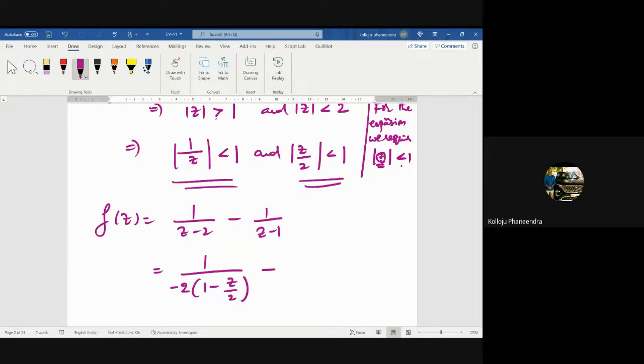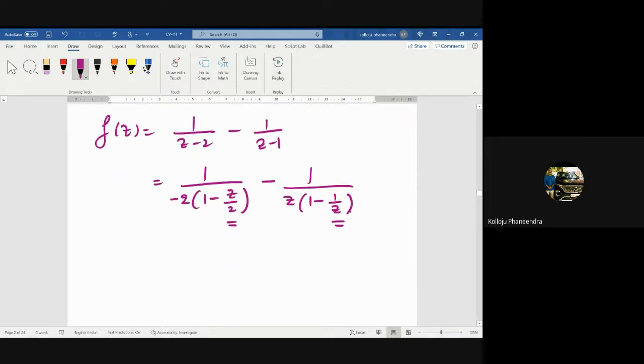Right? But what is the relation between z and 1? It is 1 by z. So in the second term, I have to take z common, 1 minus 1 by z. I will get 1 by z term here and z by 2 term here. Now expansion is possible. Why? Because mod z by 2 is less than 1, and mod 1 by z is less than 1.